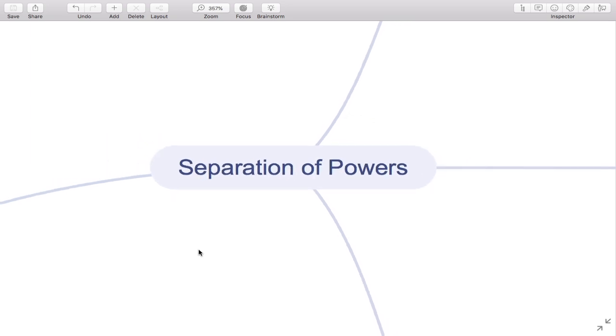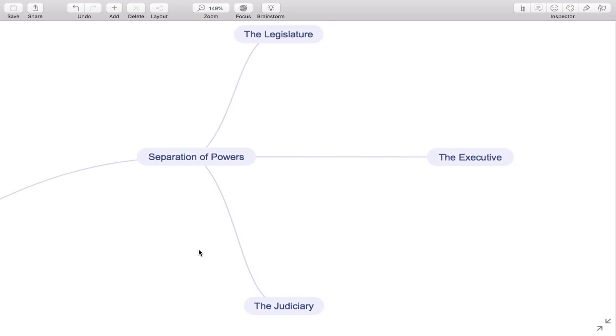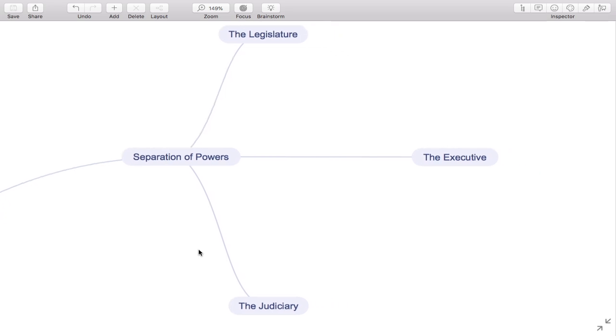The separation of powers is therefore often divided in a constitutional system into three major branches. You have firstly, at the top here, the legislative branch. The legislature is responsible for, as the name suggests, legislating. It is the institution that is responsible for the making and the passing of law. This is situated in the UK system in Parliament.